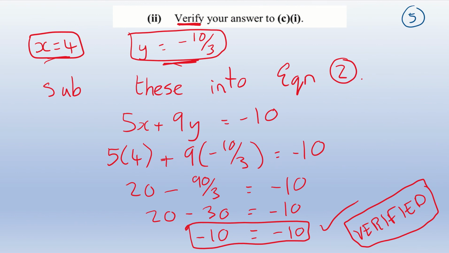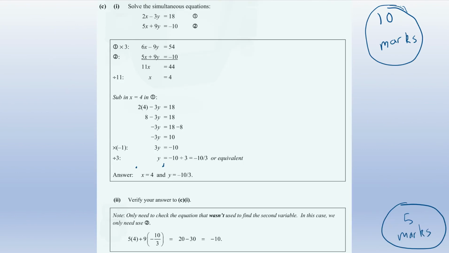Alright, just looking at the marking scheme. This was an old question from 2014, so it's not like the newer marking schemes, but basically they've done the exact same thing. And I'll just point you to one place here. Your minus 10 over 3 or equivalent. So if you put in your minus 3.33333, that's the equivalent thing, so you're not losing any marks there.